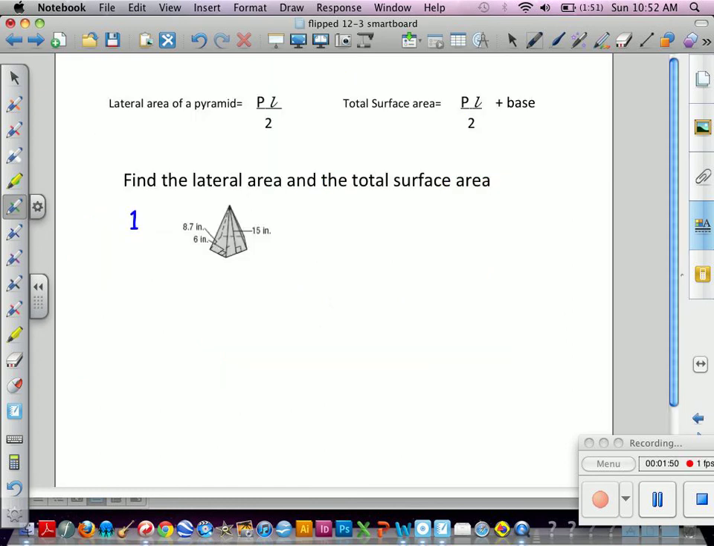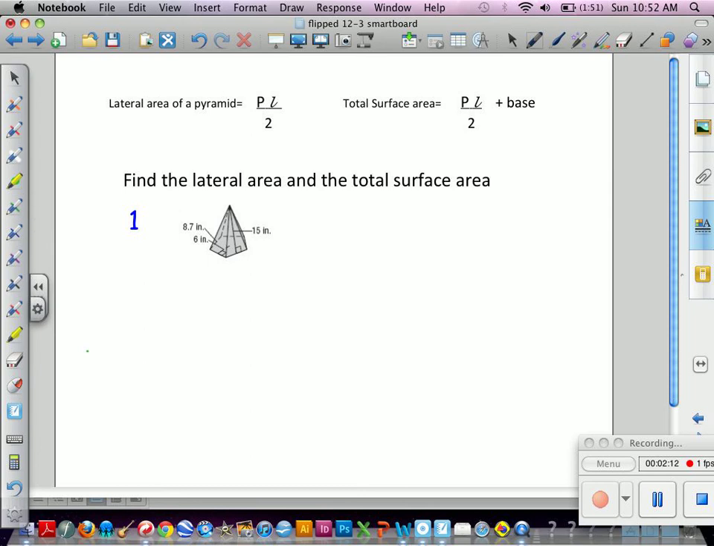You have a couple of formulas in your notes packet to calculate the lateral area of the pyramid and the total surface area. I will reference those while I'm doing these problems. I'm going to actually find my lateral area by just seeing how many triangles I have. If you would like to use the formula, I will talk about that briefly.